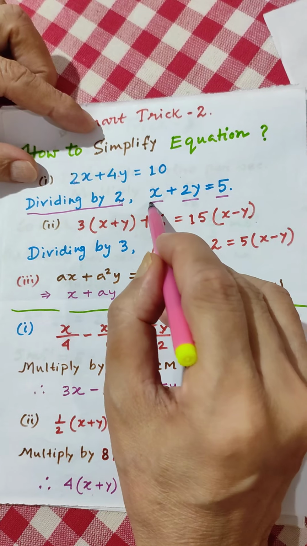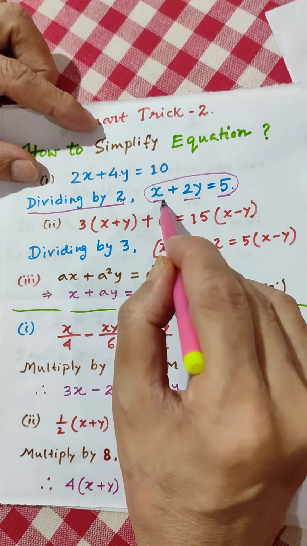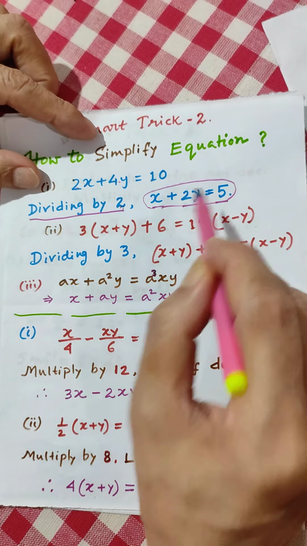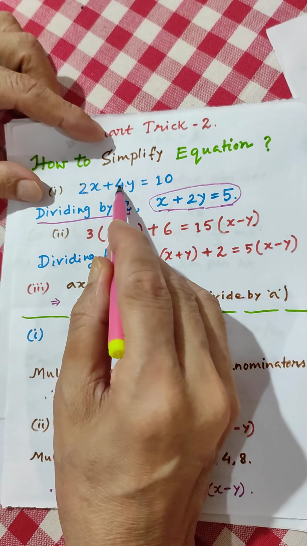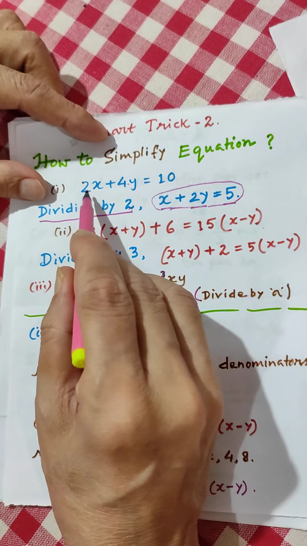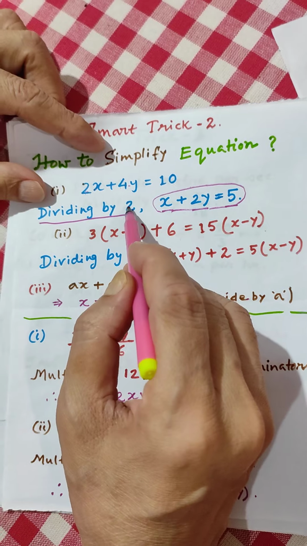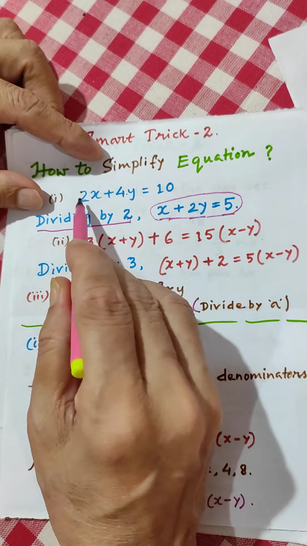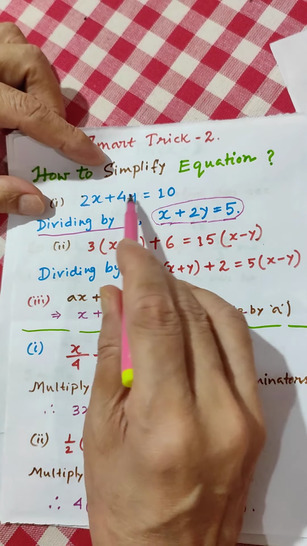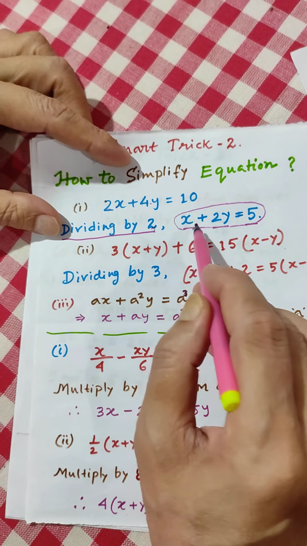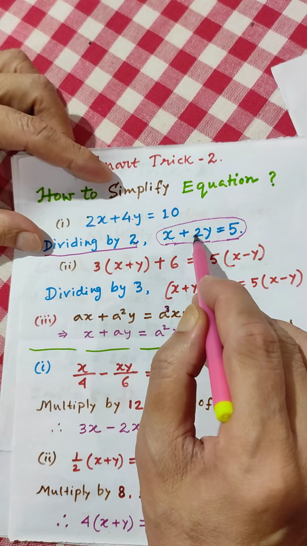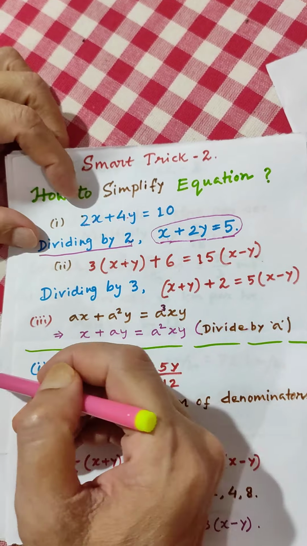So you see that the equation now becomes a simpler one: x plus 2y equals 5. Originally it was 2x plus 4y equals 10. Now we divided each term by 2. Why 2? Because 2 is a common factor of 2, 4 and 10. And dividing each term by 2, what we got? 2x by 2, x; 4y by 2, 2y; and 10 by 2, 5.